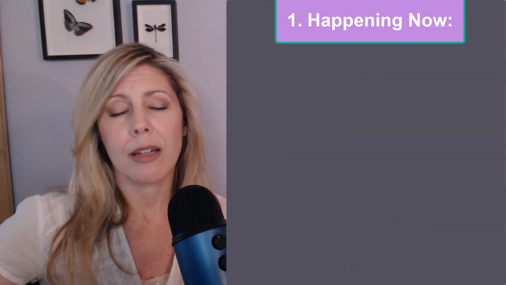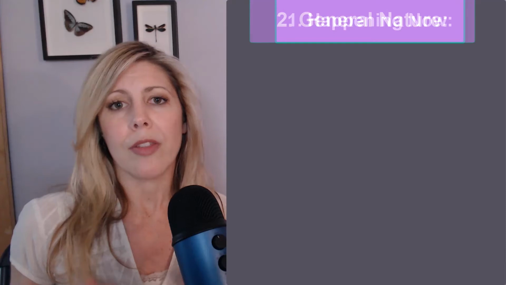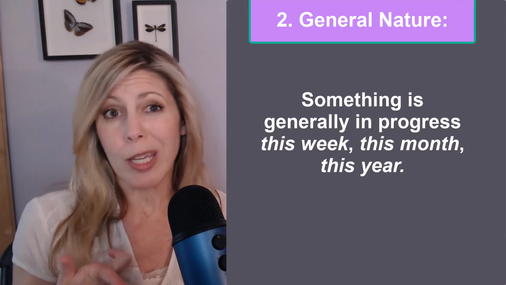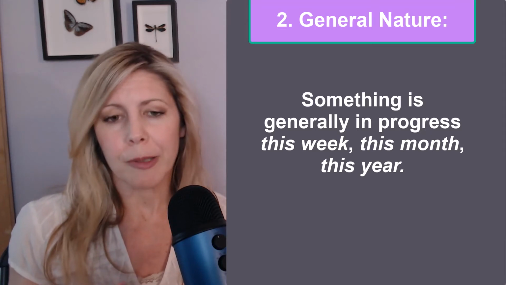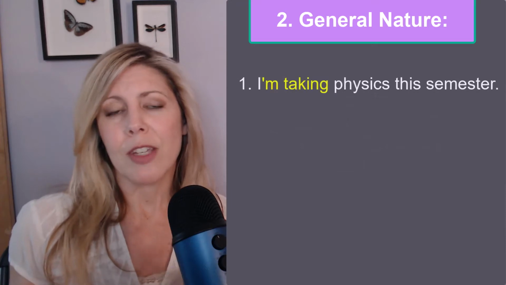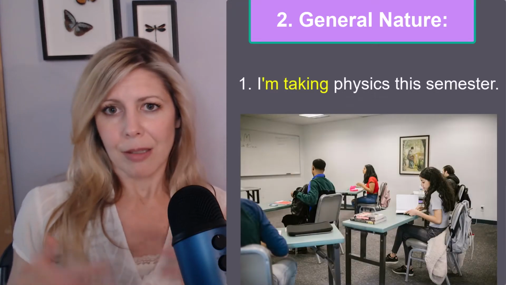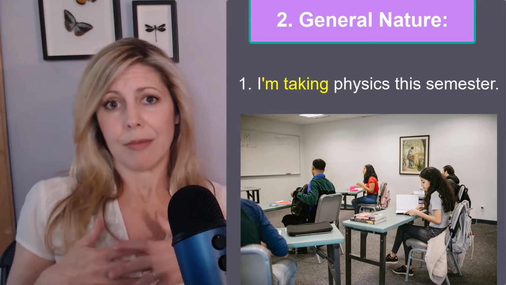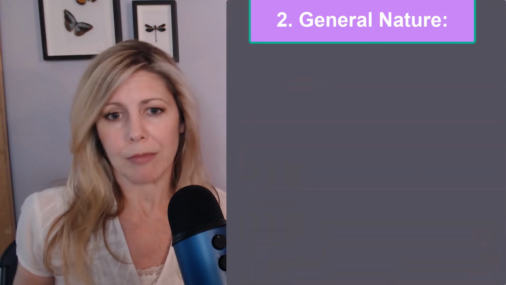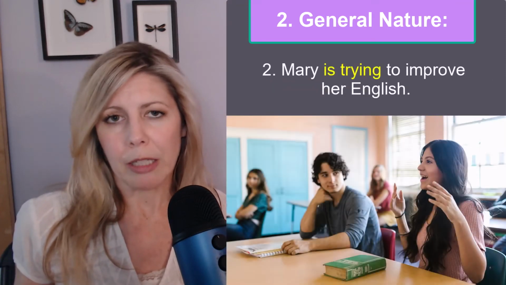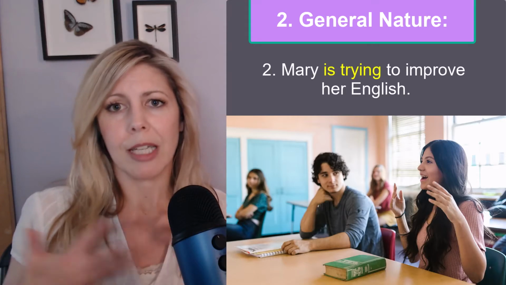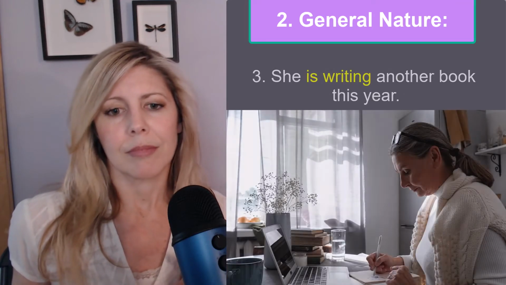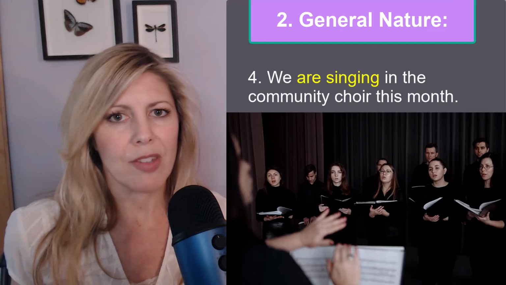Another use with present continuous is with general nature, which means something is generally in progress this week, this month, or this year. For example, I'm taking physics this semester. Okay, it's something I'm currently engaged in and involved in. I might not be in class at this moment, but this is generally what I'm doing. Mary is trying to improve her English. This is something she's doing presently. It's ongoing. She is writing another book this year. We are singing in the community choir this month.